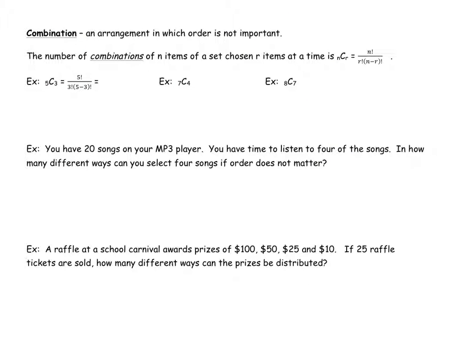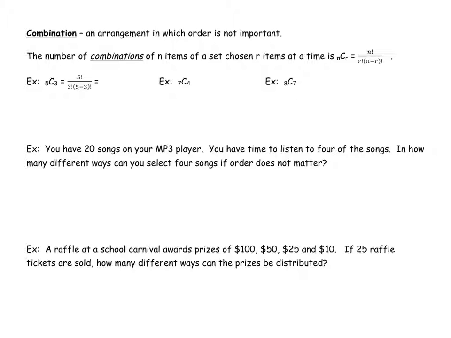The last thing we're going to look at today is a combination. A combination is an arrangement in which the order is not important. Again, we have a formula we can use here. The number of combinations of n items of a set chosen r at a time is nCr, or n factorial over r factorial times n minus r factorial. Now this order not important thing is, if I was going to put my books on the shelf, it doesn't matter to me what order they're in, then I would use a combination. If I do think the order is important, so if I move the books around, that's a different arrangement, then I would have to use a permutation.